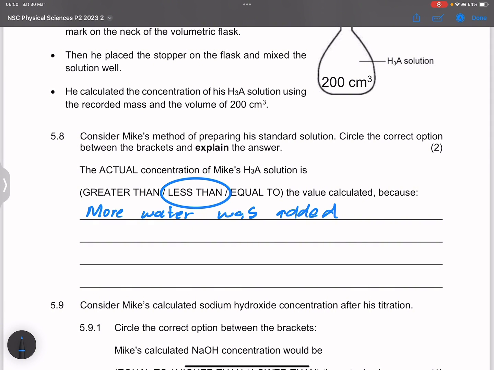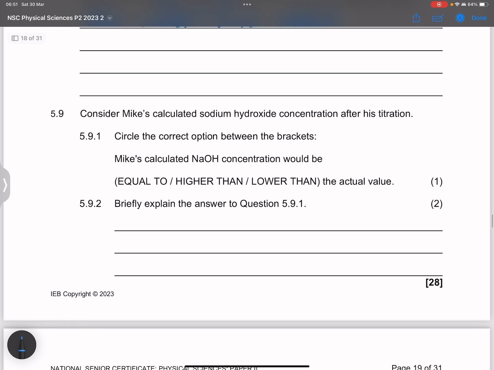All right, and the last one, they say consider Mike's calculated sodium hydroxide concentration after this titration and circle the correct option between the brackets. Mike's calculated sodium hydroxide concentration definitely would be higher. So if I use the concentration of the other solution, if it was lower, then it means that my answer for the other one would definitely be higher than. And they say to us, briefly explain.